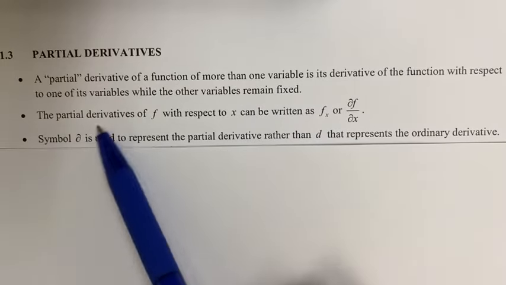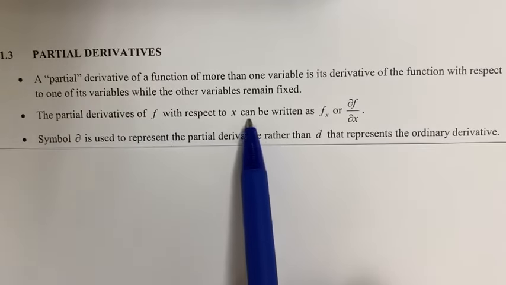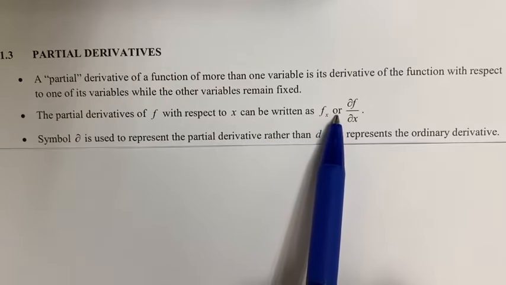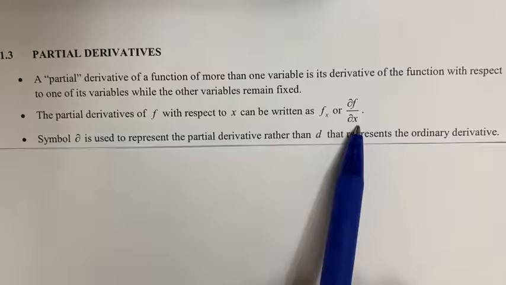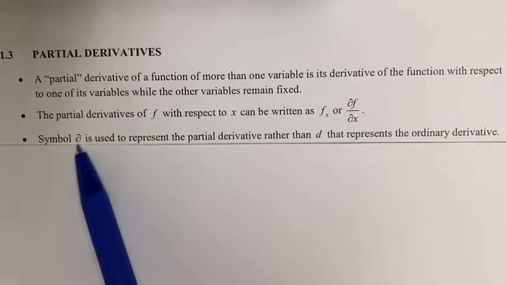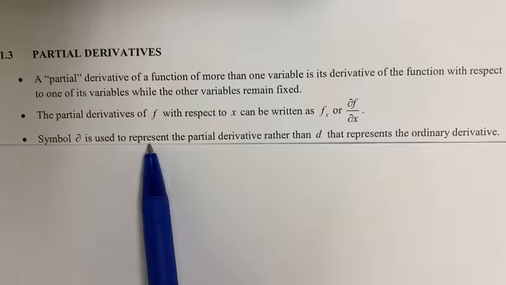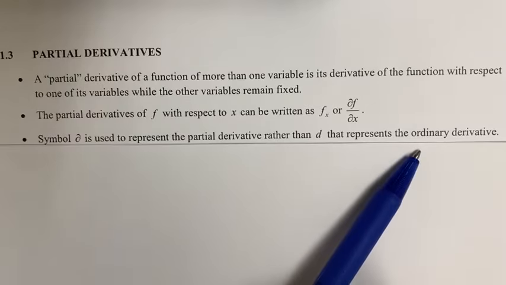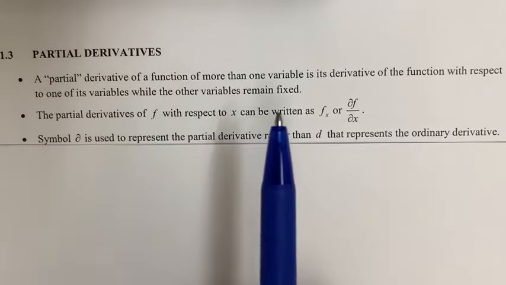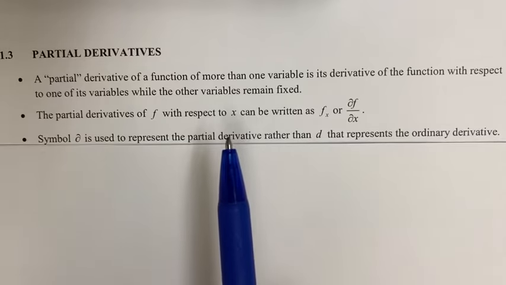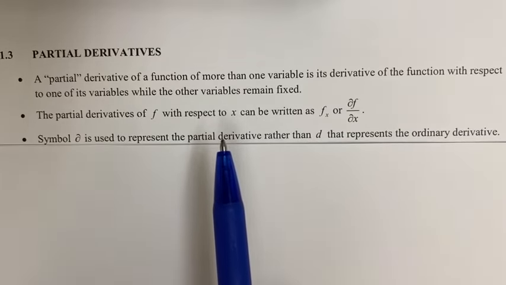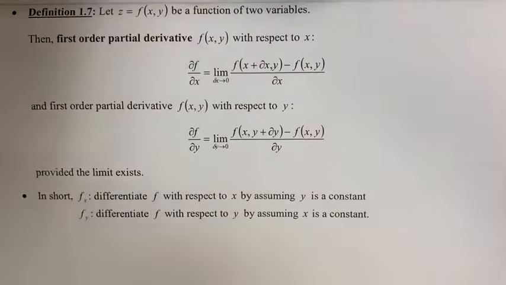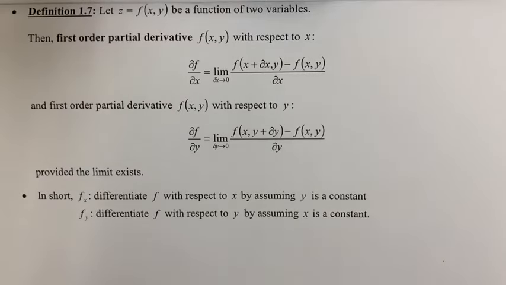Okay, so the partial derivative of f with respect to x can be written as fx or del f over del x. The symbol del is used to represent the partial derivative rather than d that represents the ordinary derivative. I'm sure you have learned the difference between the partial derivative and ordinary derivative in the differential equation subject. But we will do the revision now to see what is the definition of first order partial derivative.